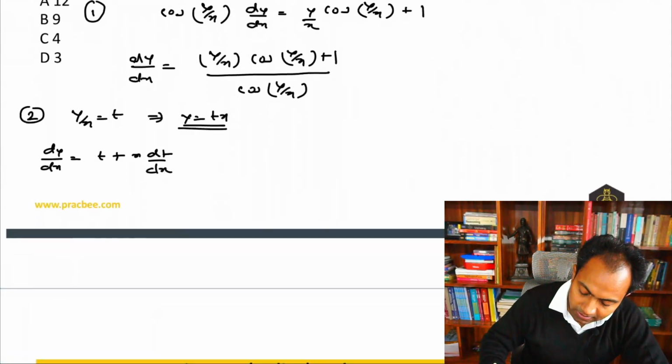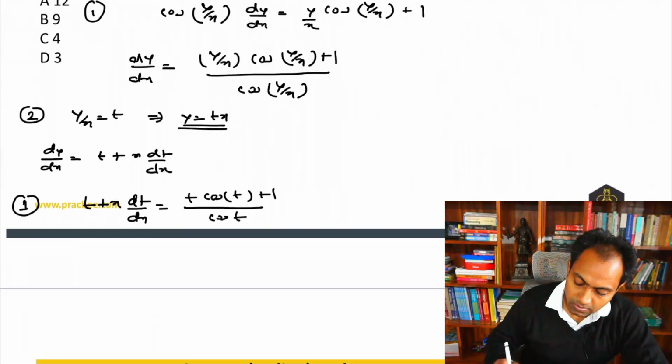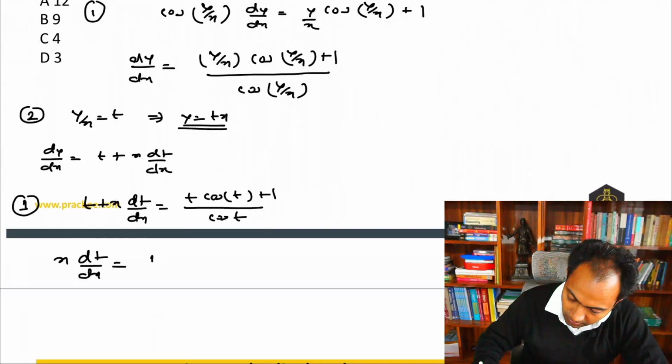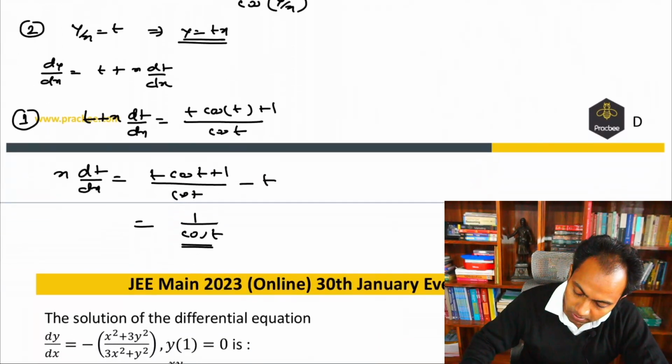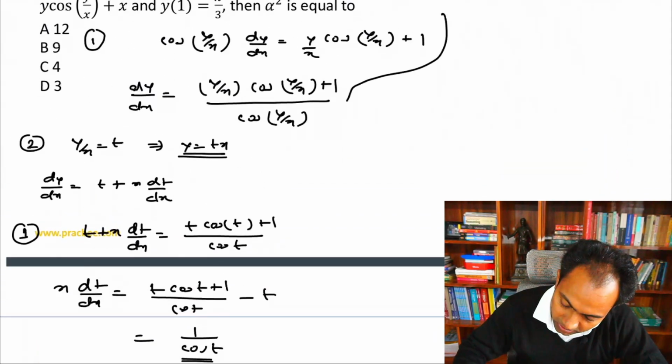Once we have done that, in the next step we will substitute these things. So t plus x dt by dx will be equal to t cos t plus 1 by cos t. Now we can take t on the other hand side, simplify and then integrate. So if I take t cos t plus 1 minus t, this becomes nothing but 1 by cos t. As a result, you can see that a variable separable form has been generated.